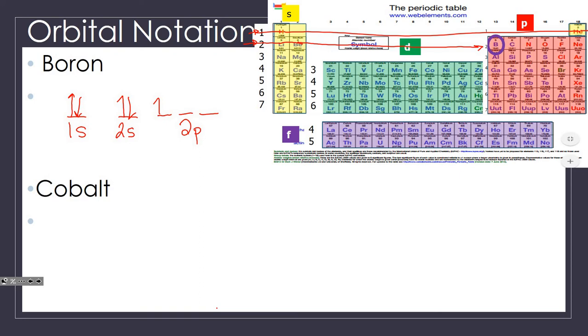Okay, now going through cobalt. Let's do another one together. And then if you're getting this, keep going and then go on to practice and do this part in practice. Okay, so cobalt is right here. What number is it? 27. So by the end, we should have 27.